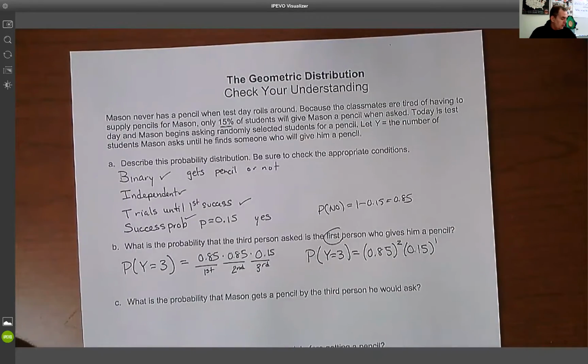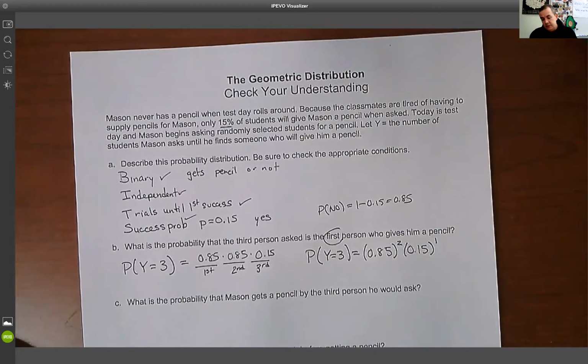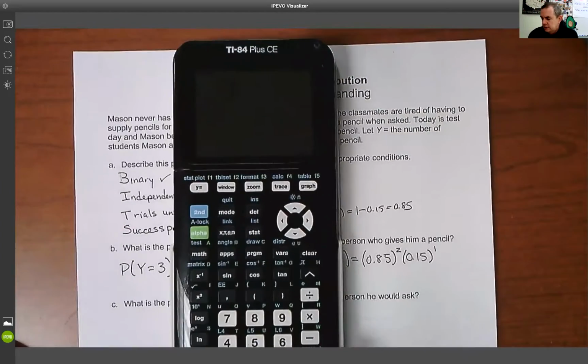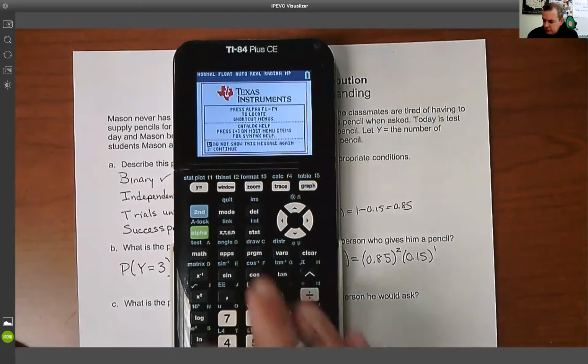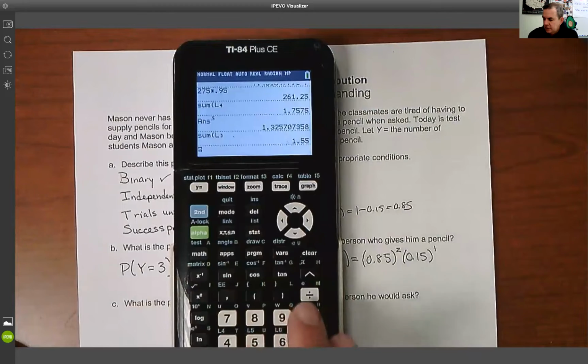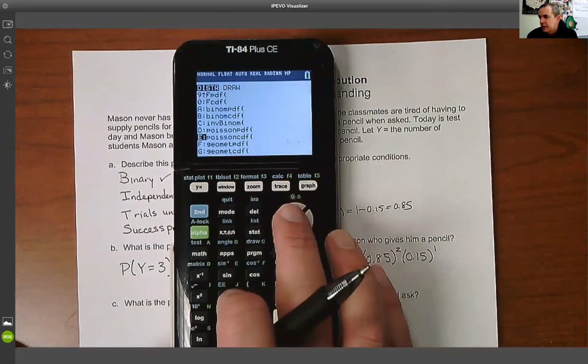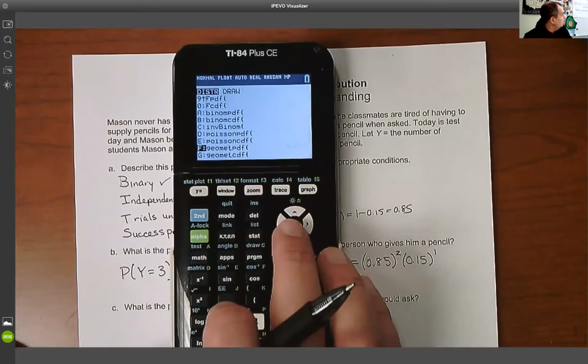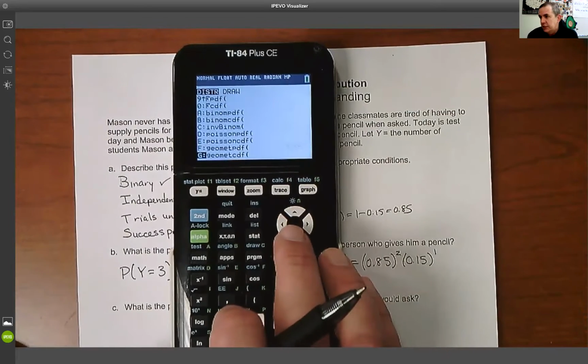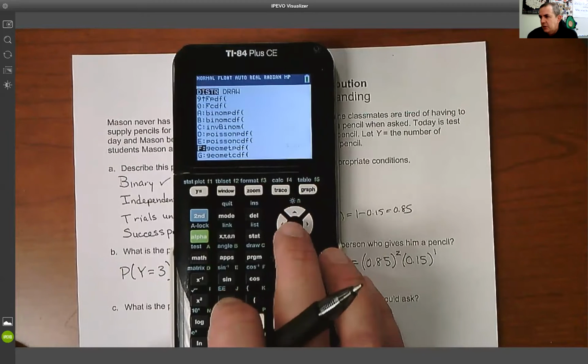Now, what I want you to realize is the calculator, again, is going to be your friend to answer this. So again, let's just take a look at the calculator. What we're going to do is go to second vars, and in this case, we're going to go to F and G. F is an exact number. G is a range of numbers.